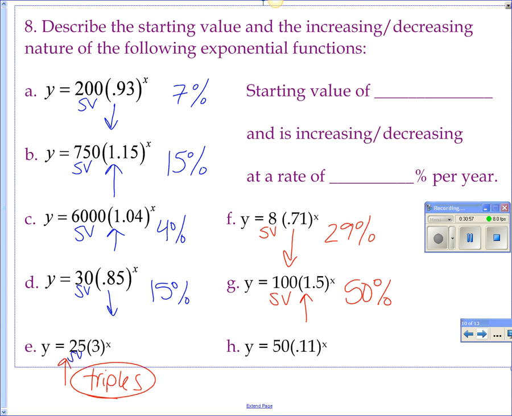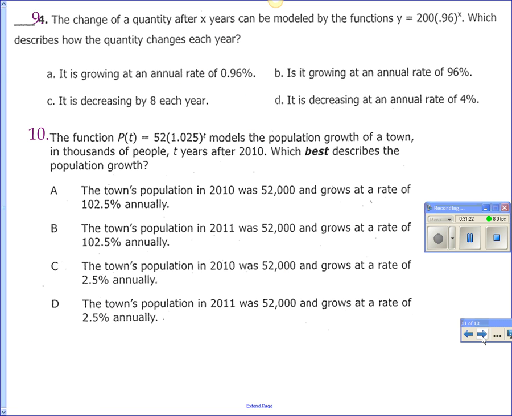Zach, what's my starting value? 50. Brandon, increasing or decreasing? And Madison, what percent? Confidence, 89%. Okay. All right, any questions on those? Okay, last 1, 2, 3.